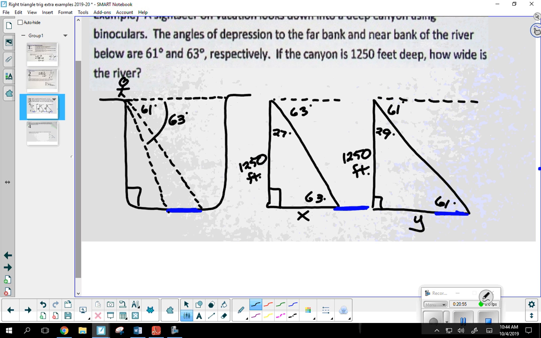Ooh. Well, there it was. Just subtract. Because remember, one of these bases includes the river, but the other one doesn't, right? So if I take the difference, what's got to be left is the width of the river.